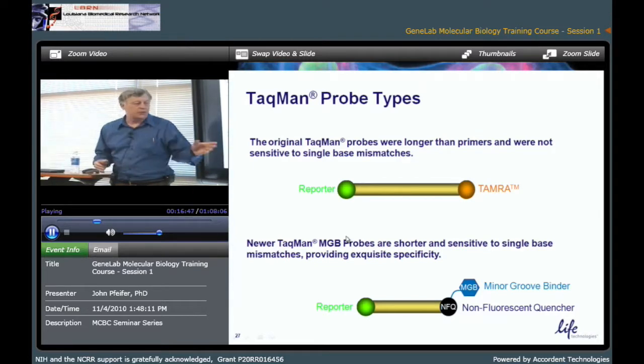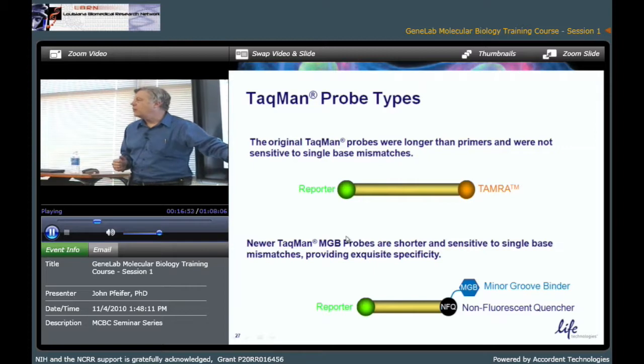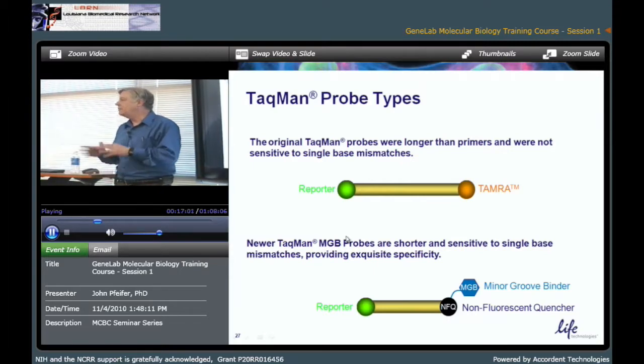The result of this is we can design MGB probes that are shorter than primers, which means now that 1 base mismatch in a short probe has a much greater impact on whether the probe gets cleaved or not. So this is why you will find on our website the vast majority of our assays, which are eukaryotic targets, use MGB probes to get the specificity that we need.